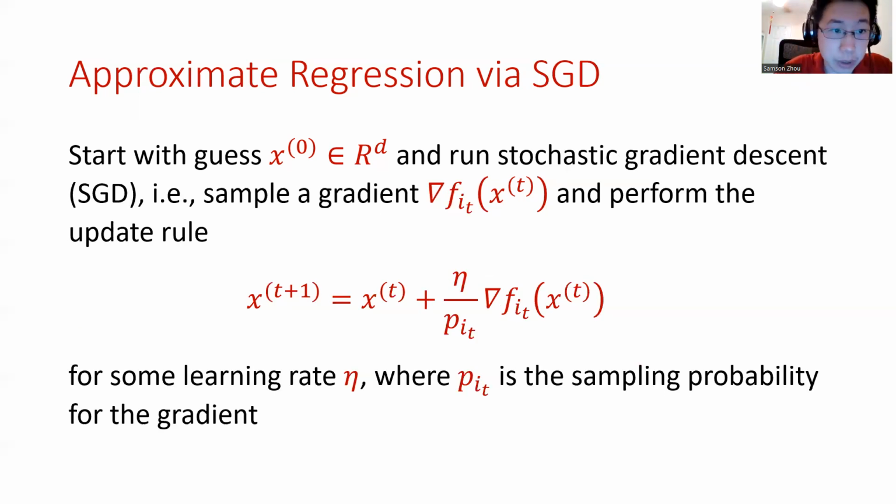So instead of running gradient descent, we can start with our guess x0 and run stochastic gradient descent (SGD) by sampling a gradient and performing the update rule. Instead of multiplying the gradient by just the learning rate, we also need to rescale by the inverse of the sampling probability p sub i sub t. This gives an unbiased estimate of the gradient. Here we still have our same learning rate eta, but p sub i sub t is the sampling probability for the gradient.